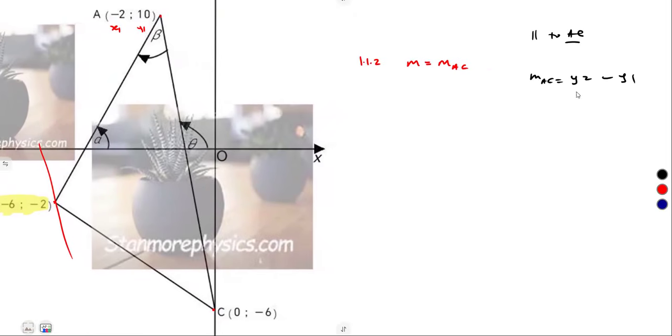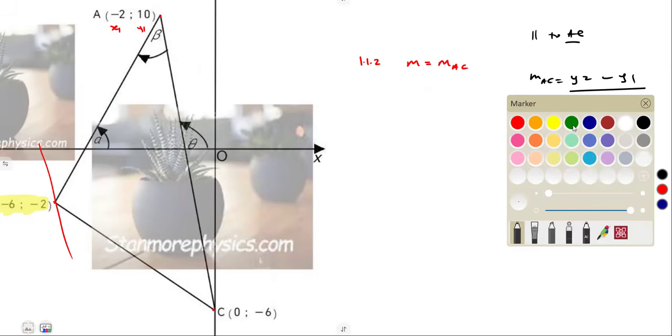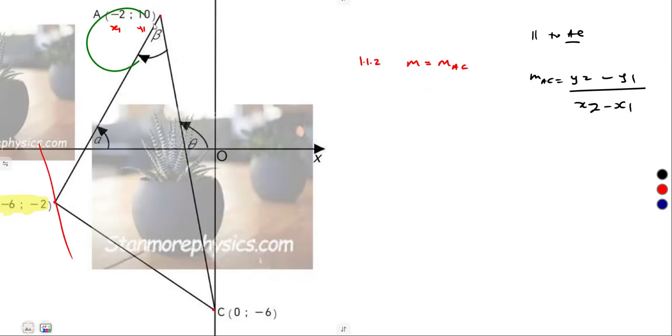And that's y2 minus y1 over x2 minus x1. So that's from A to C. So we've got our point A, and this is our point C. We're just going to call this one x2, y2. Let us substitute into our formula. Y2 is going to be negative 6 minus y1, which is 10, over x2, which is a 0 here, minus x1, which is what? Negative 2.